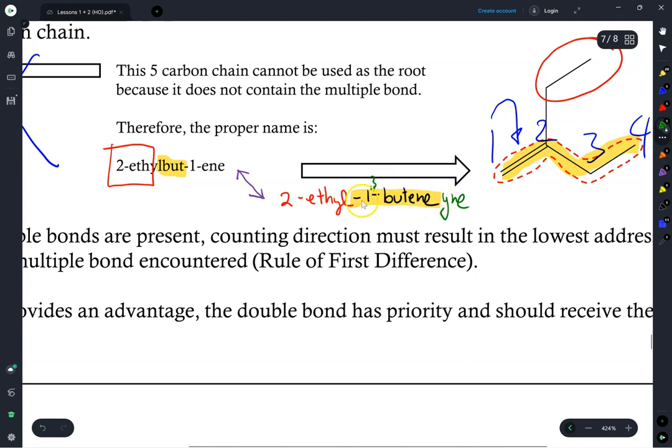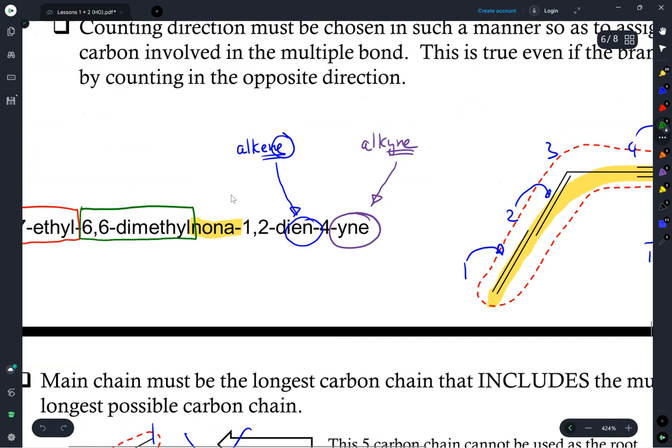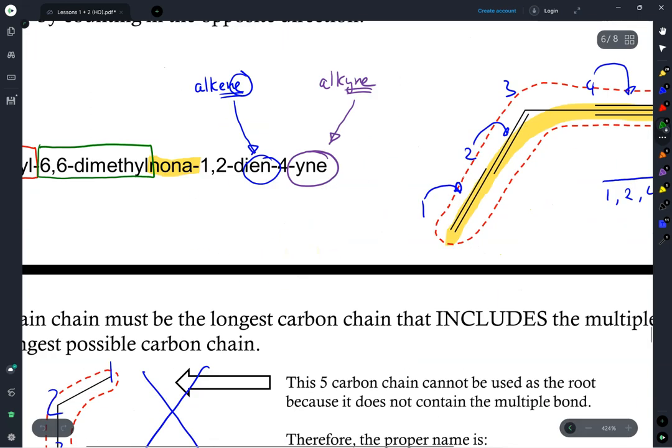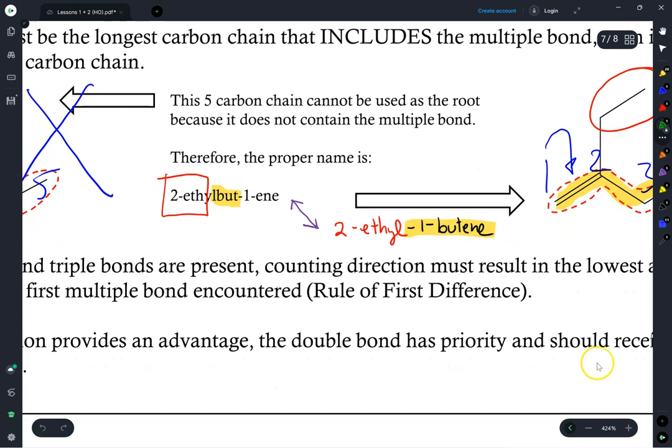So this method is very, very simple. It only works when there's just one double bond or just one triple bond, and that number tells you the location of where that multiple bond is. Whereas this method up here allows you to differentiate the address numbers of the double bonds and the triple bonds in the same molecule itself. Alright, so the examples in your textbook will be very, very simplistic. It'll only contain one double bond or one triple bond, and that is the location for it.